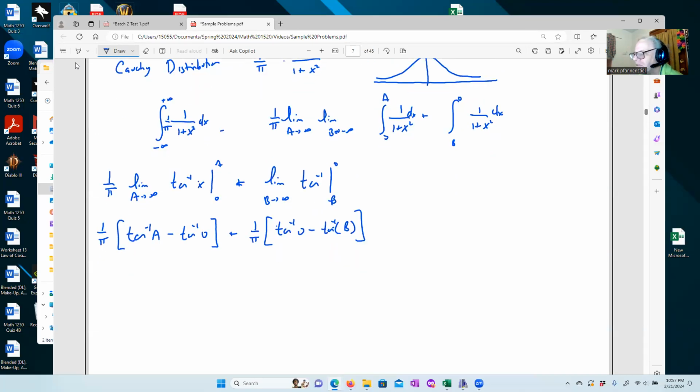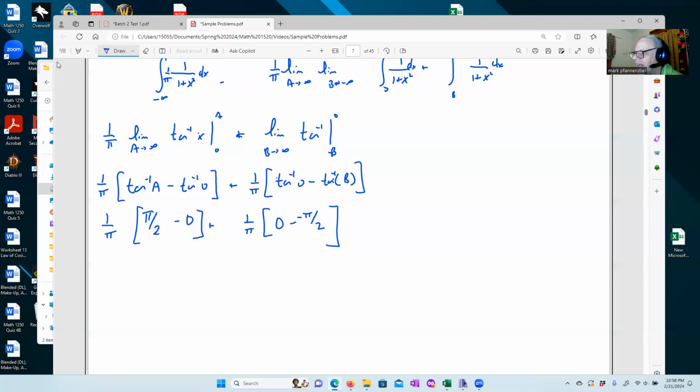So the limit as a goes off to infinity for inverse tangent is going to be pi over 2. At 0, it's just 0. Remember we have a 1 over pi out here, plus we still have a 1 over pi. And then we have our 0 minus, as b goes off to negative infinity, we have negative pi over 2, right? We have negative. So we're going to have that.